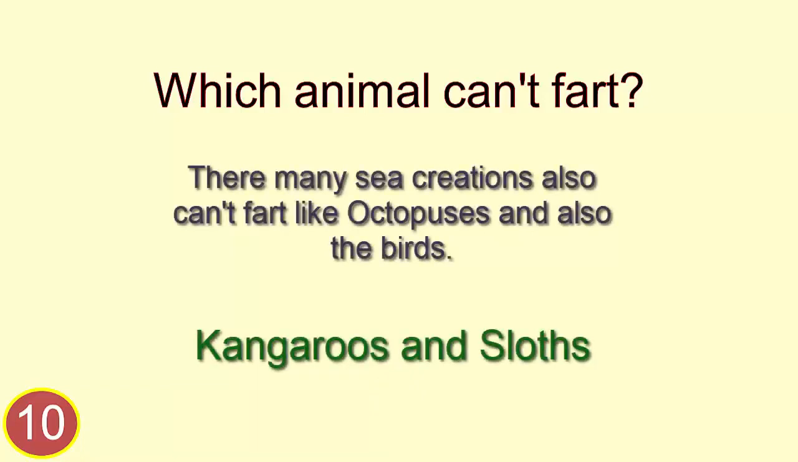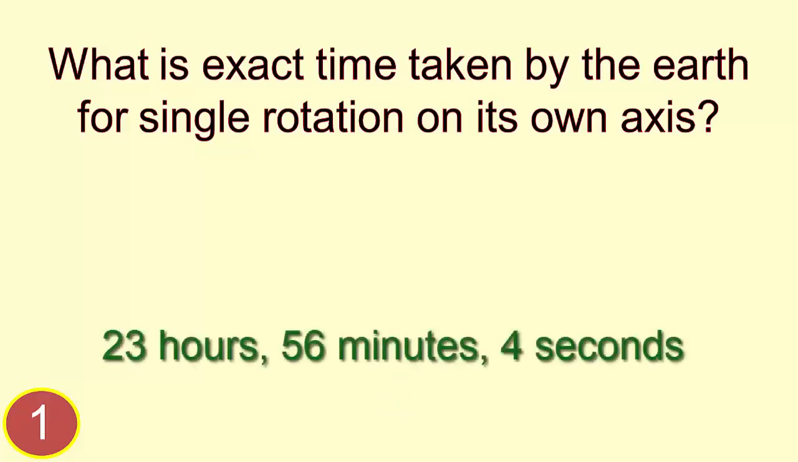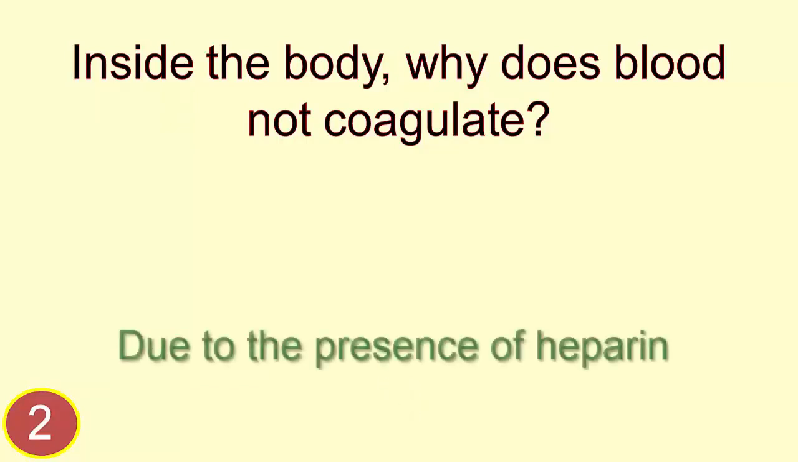Answer is kangaroos and sloths. What is the exact time taken by the Earth for a single rotation on its own axis? 23 hours 56 minutes 4 seconds. Inside the body, why does blood not coagulate? Due to the presence of heparin.